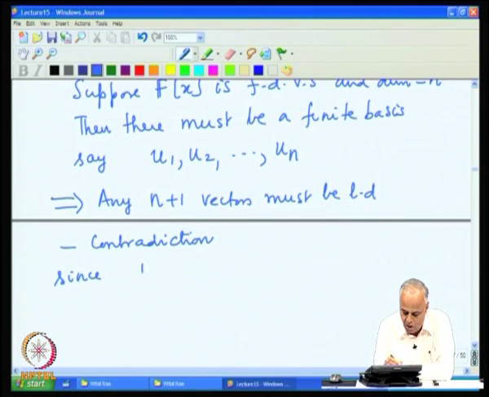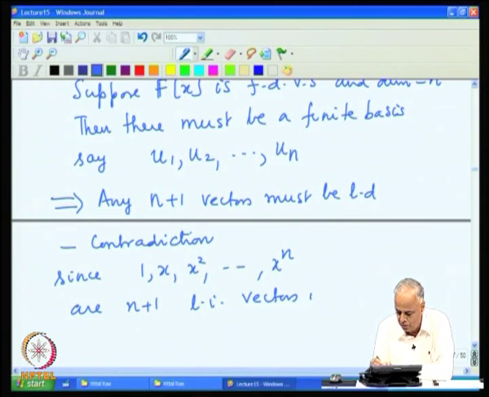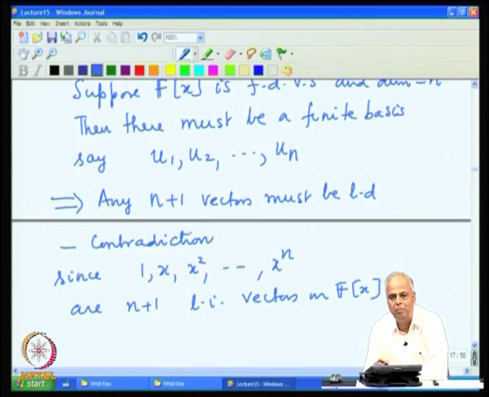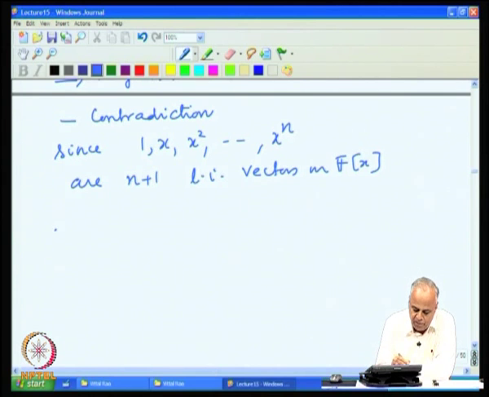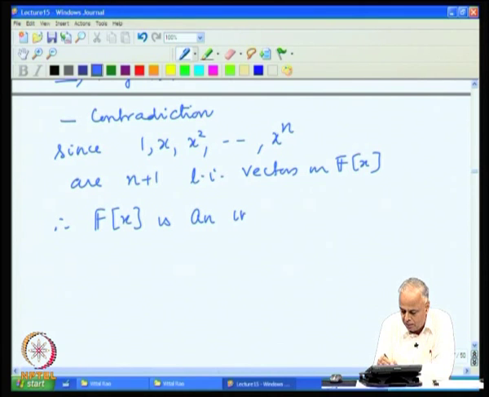since 1, x, x squared, etcetera, x to the n are n plus 1 linearly independent vectors. So, we do have n plus 1. Whatever n you think of, I can get a linearly independent set which is bigger than that. Therefore, we cannot have a basis consisting of just n vectors, because then we will have a bigger linearly independent set. So, F[x], the space of all polynomials, is an infinite dimensional vector space.